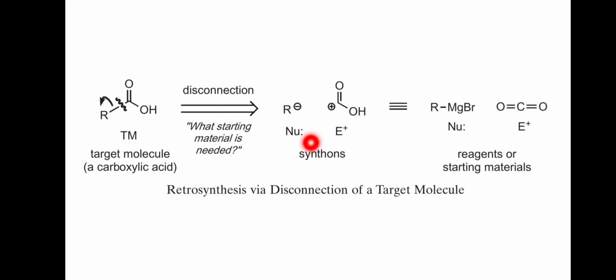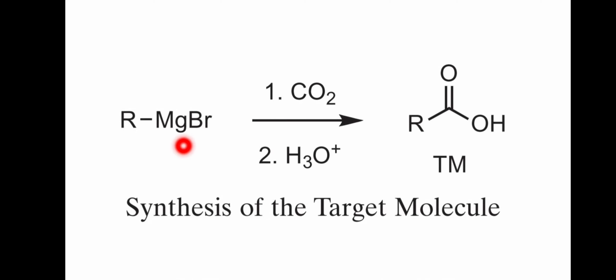So nucleophile R minus, from where can we get R minus? Either Grignard reagent, or another option is alkyl lithium, or RLi, from there also you can get. So that will be the nucleophile and the electrophile. Okay, so this is the retrosynthesis. Now we do the forward synthesis. Grignard reagent, R minus will attack the carbonyl carbon, you will get O minus, and in the second step you do protonation, or addition of H plus ion, to get the carboxylic acid, that is the target molecule.